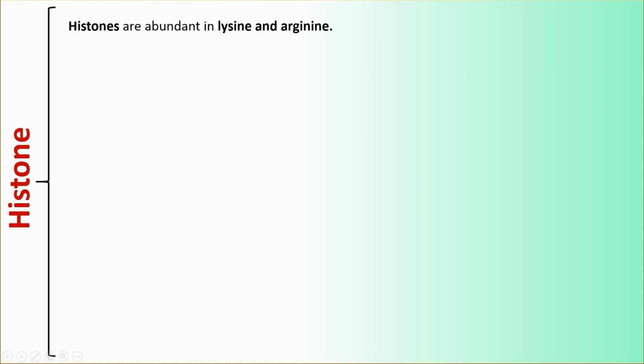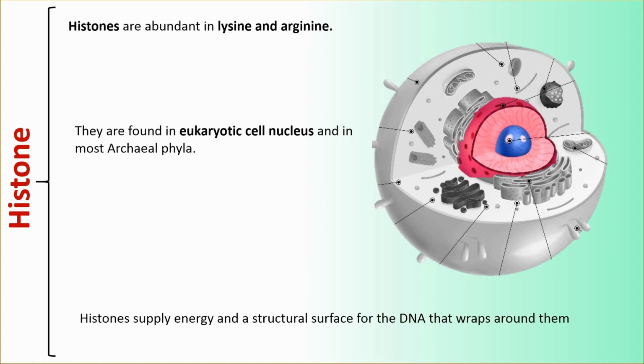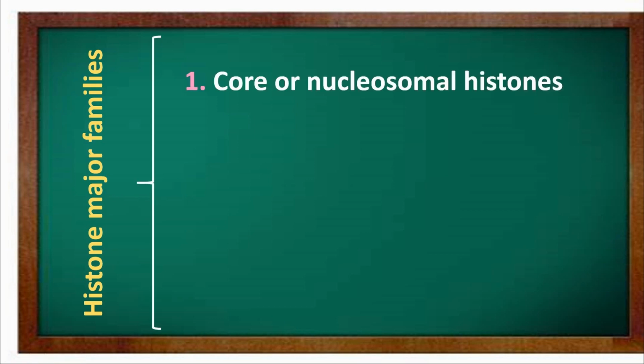Histones. Histones are abundant in lysine and arginine. They are found in the eukaryotic cell nucleus and most archaeal phyla. Histones supply a structural surface for the DNA that is wrapped around them. Histone major families. Histones can be divided into two families: core or nucleosomal histones and linker histones.